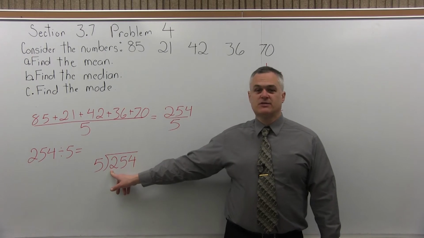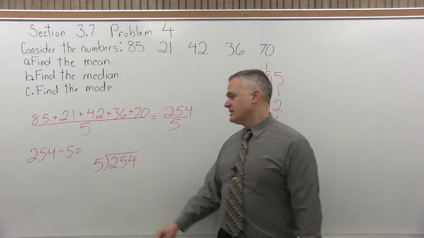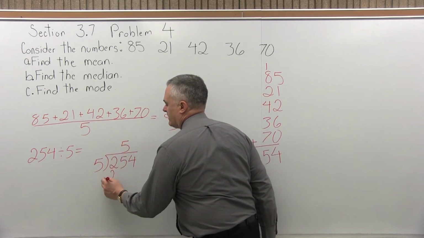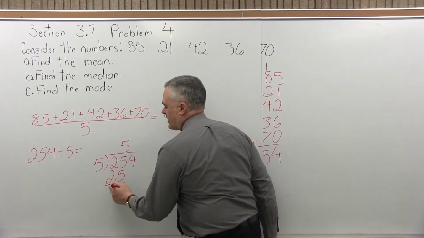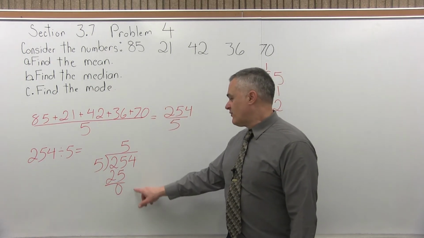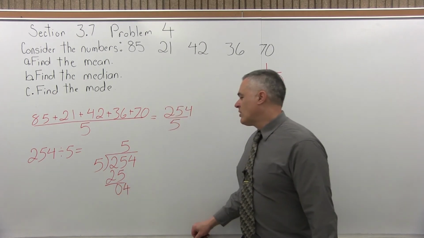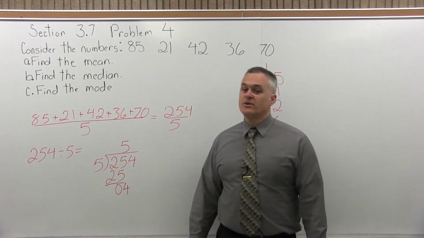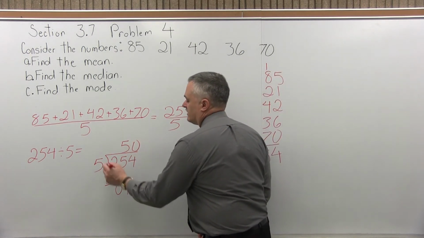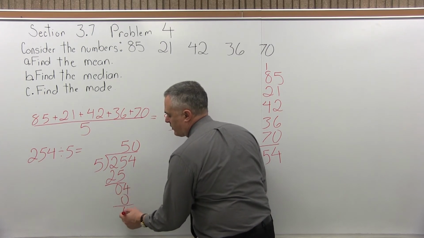So 5 divides into 2, 2 is not big enough, it won't go. 5 divides into 25, that goes nicely. So 5 times 5 is 25. Subtract, you get 0. Now bring down the next digit, the 4. 04 or just 4, 5 divides into 4, it's not big enough, so I have to put a 0. 0 times 5 is 0. Subtract, 4 minus 0 is 4.